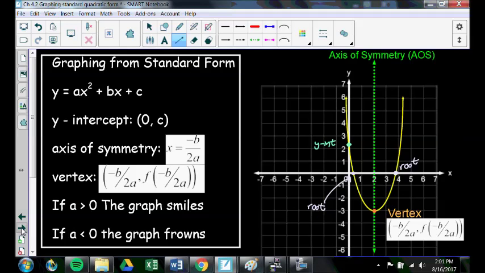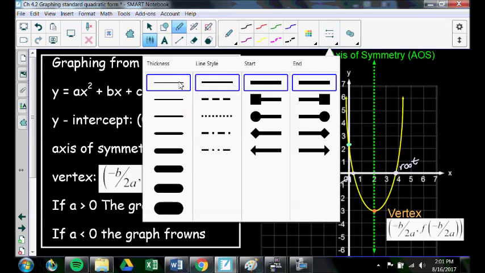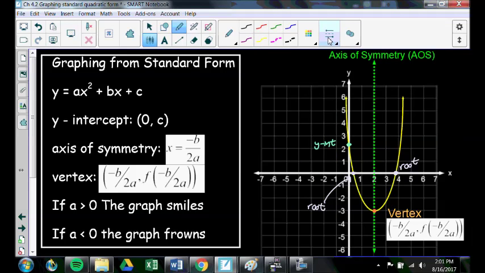In standard form, there's a few things that we can look for in these parabolas: a y-intercept, an axis of symmetry, a vertex, roots, domain, range, all these things. So every parabola has a few features to it. They all have a y-intercept, and that y-intercept always happens wherever this c value is. It's always at the point (0, c).